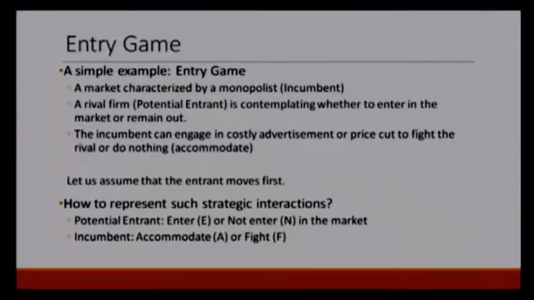So, how do we represent such a strategic interaction? First, we have to give the list of the players. There are two players, one is the incumbent and the second is the potential entrant. The potential entrant has two actions available: whether to enter the market or not enter. Enter we will represent in short by E, and not entering will be represented by N. Next, for the incumbent we have again two actions available, either to accommodate the entrant, that is A, or fight, that is engage in costly advertisement or price cut.